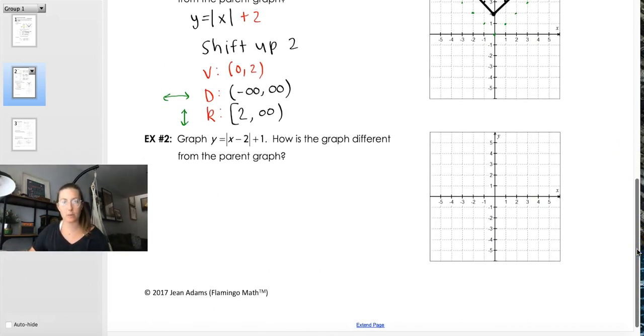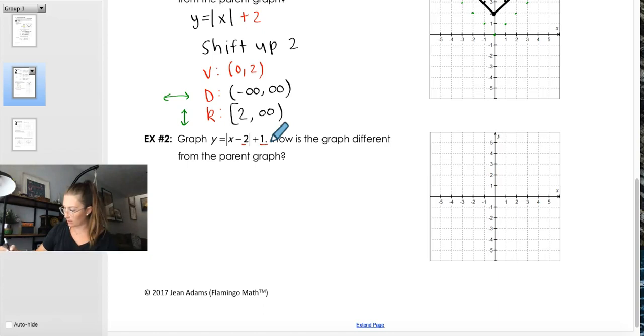All right, let's go ahead and do this bottom one. So again, we're going to describe how this one is different from my parent graph. So there's 2 things that are new on this one. I have a -2 in here and a +1 on the outside. They're both being added or subtracted, which tells me it's a shift. So they're both shifts. We just need to know which way they shift ultimately.